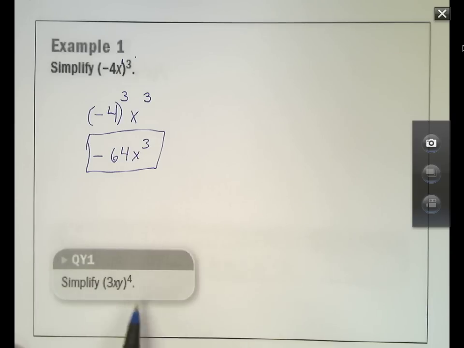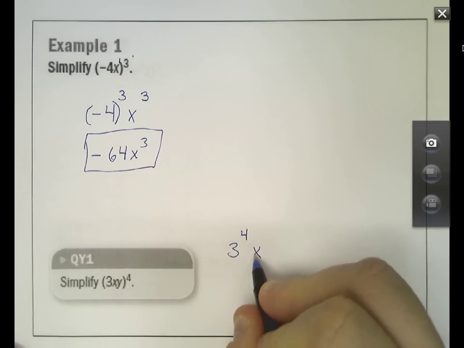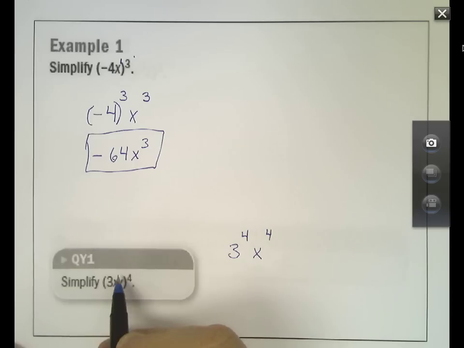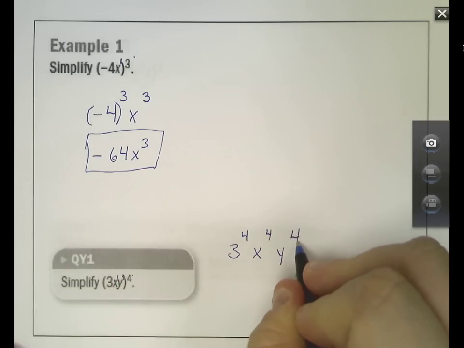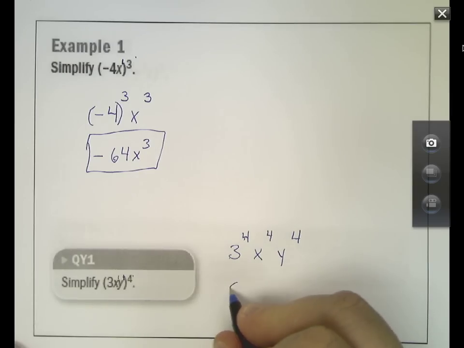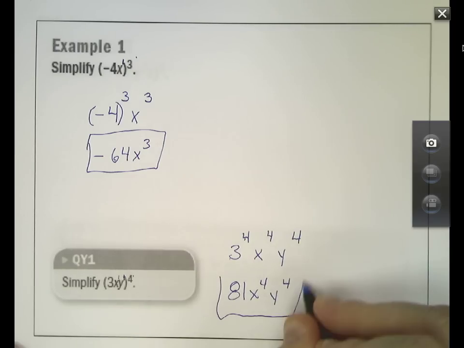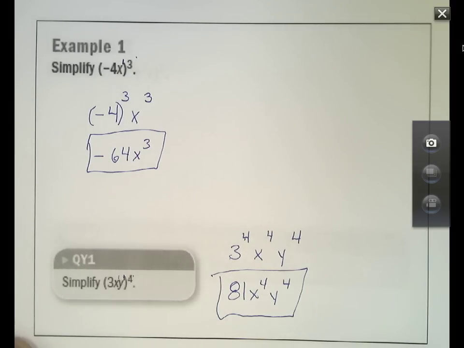Let's look at quiz yourself 1. We have 3 times x times y to the fourth power. Once again, the 4 has to go onto the 3, onto the x, onto the y. Every single base gets this fourth power. So 3 to the fourth, x to the fourth, because 1 times 4 is 4. Y to the 1 times 4 is also 4. Well, what's 3 to the fourth power? 3 times 3 is 9, times 3 is 27, times 3 is 81, x to the fourth, y to the fourth.